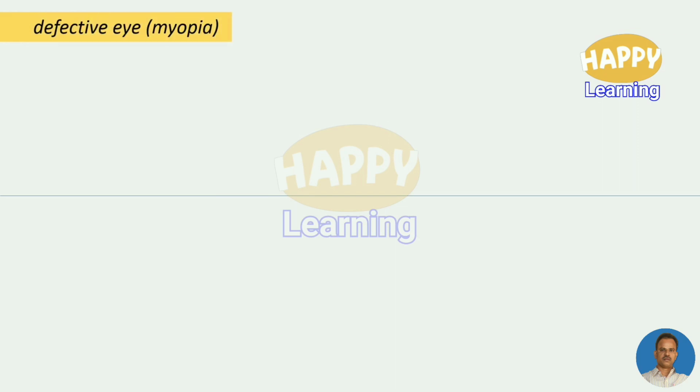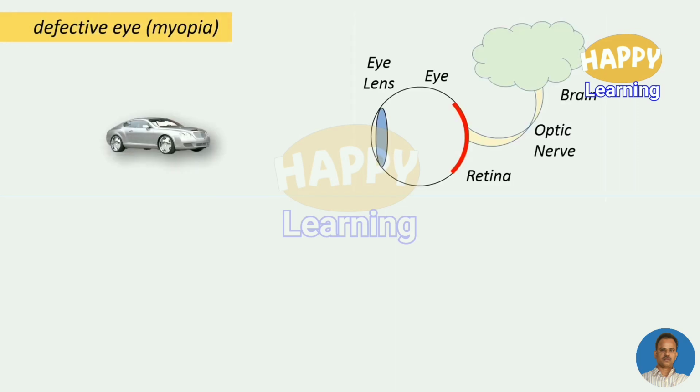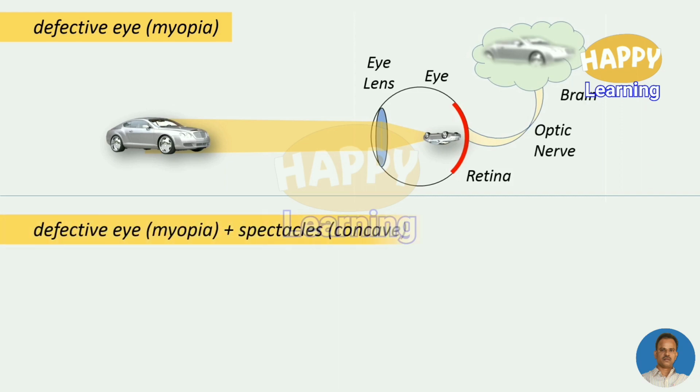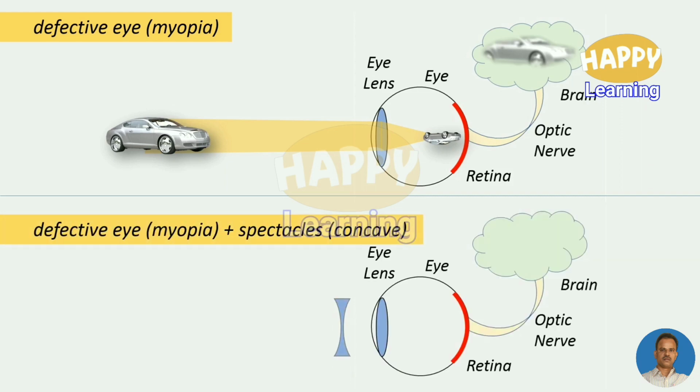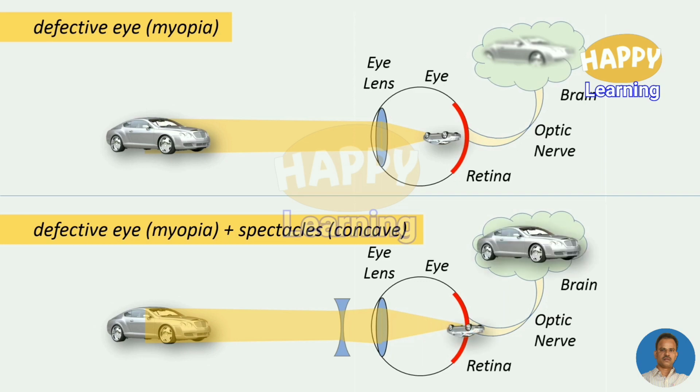Similarly, another example. There is an object, the rays are converged to a point before the retina and the image read by the brain is blurred. Whereas when a spectacles concave lens is added, the rays are first diverged and then converged to give a clear image on the retina, hence the image read by the brain is clear.